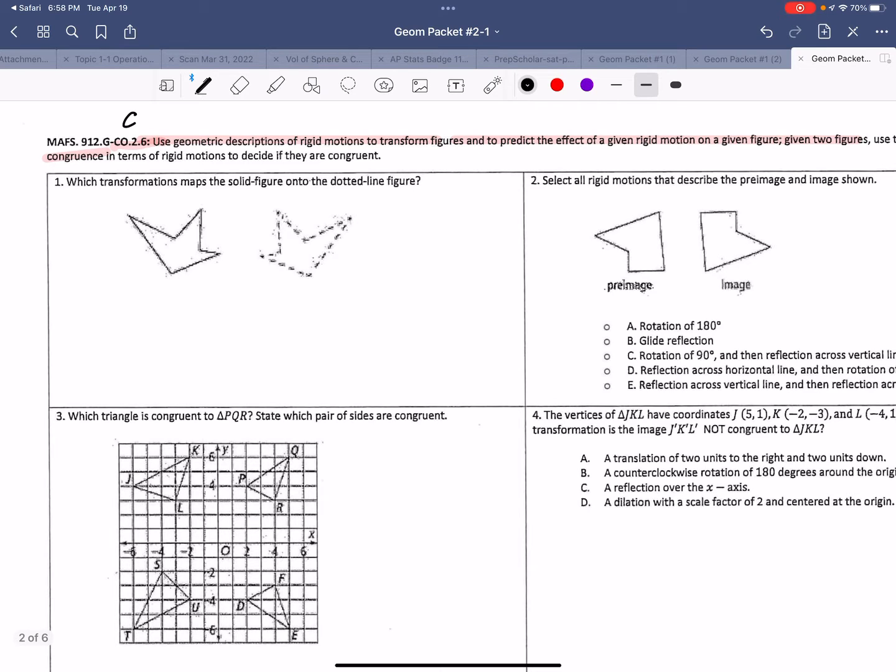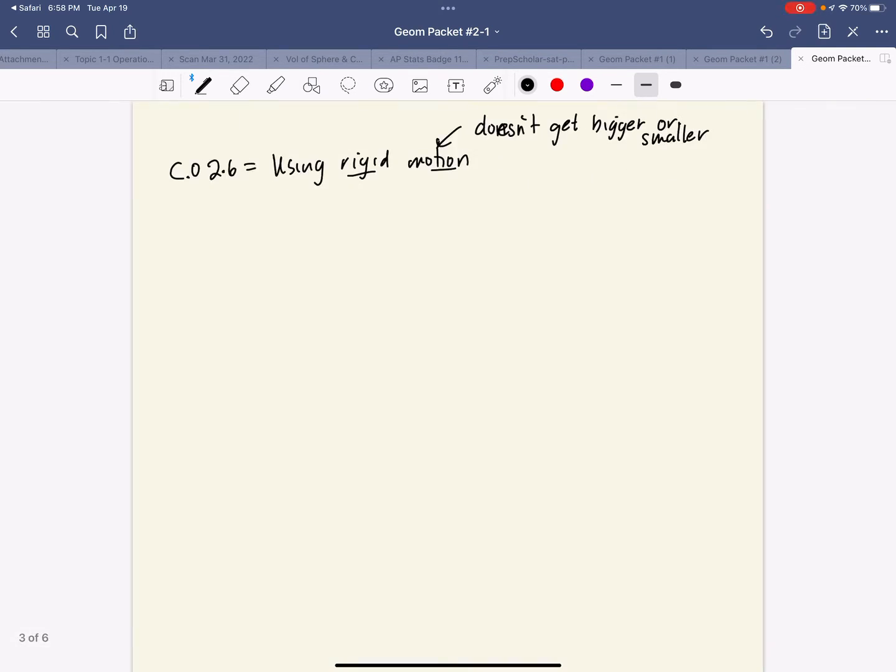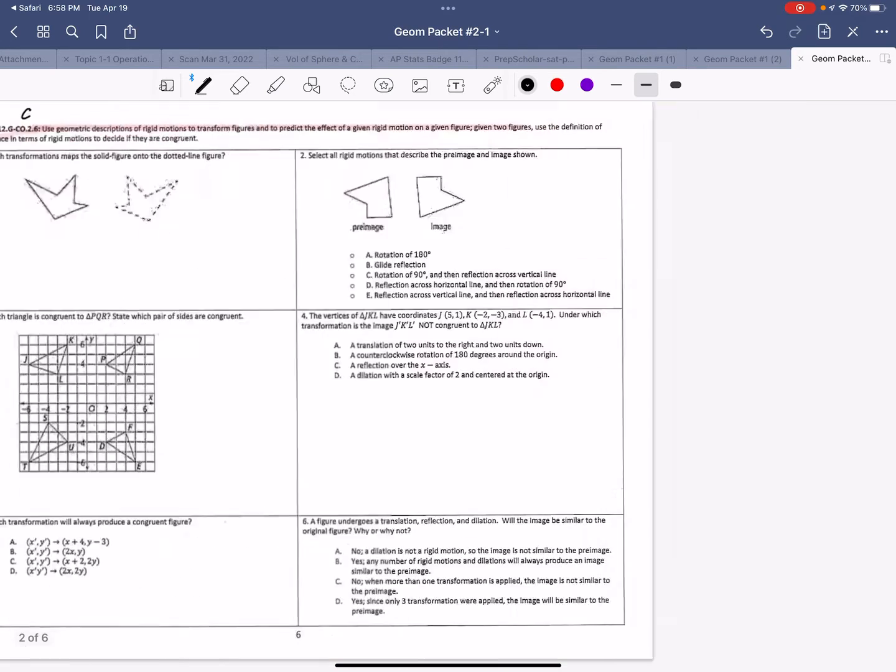So using rigid motion, can we use transformation? So any of those we discussed, can we use rotation, reflection, or translation to prove that if figure 1 fit on top of figure 2, then that would prove congruence. Okay, so that's what we're going to do under this learning goal. So let's take a look.